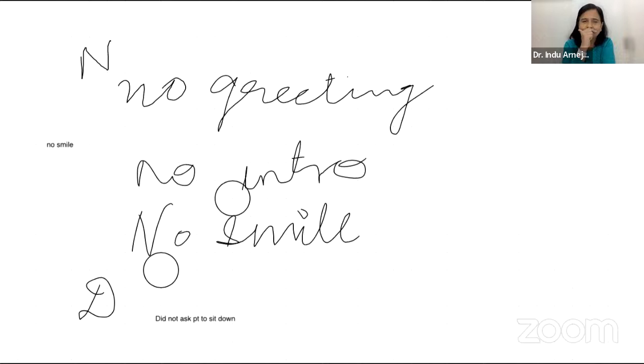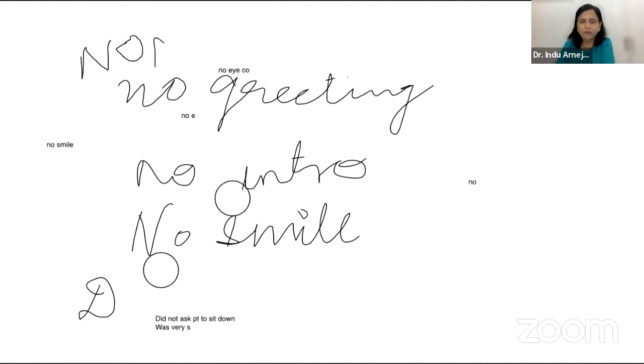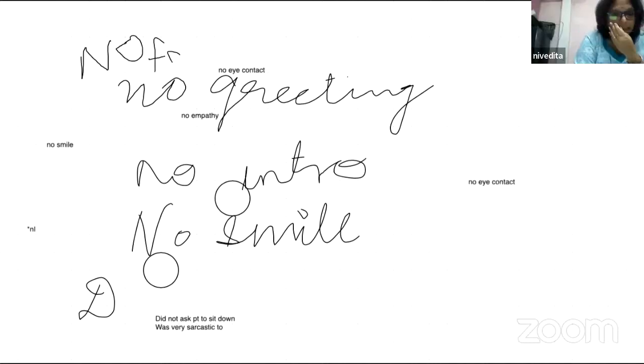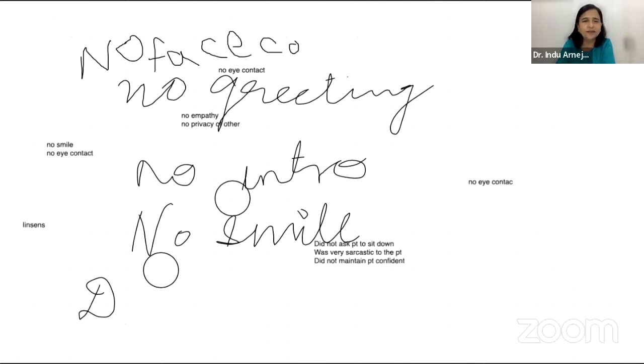Can I write in the chat room? Because I'm not able to do T. Okay, no problem. You can verbally say if you have something to say. Let everybody finish first. Somebody has written no greetings, no introduction, no smile, did not ask patient to sit down, was very sarcastic to the patient, did not maintain patient's confidentiality. Yes, no smile, no eye contact, no empathy, no privacy of other patient.